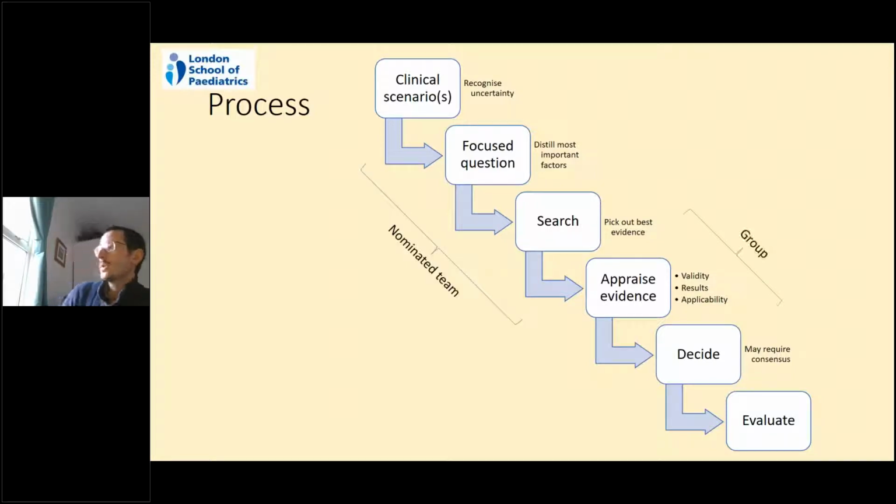So in terms of the way we're doing that here, we have a nominated team or individual who generates the scenario question and search and finds the evidence. And then we as a group appraise the evidence and we may come to a decision. So that hopefully allows us both to learn by example and to learn by doing.